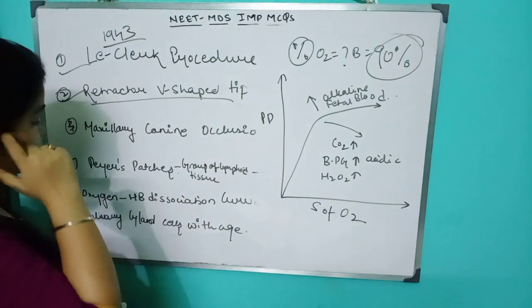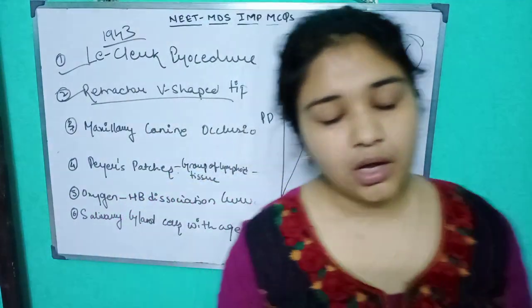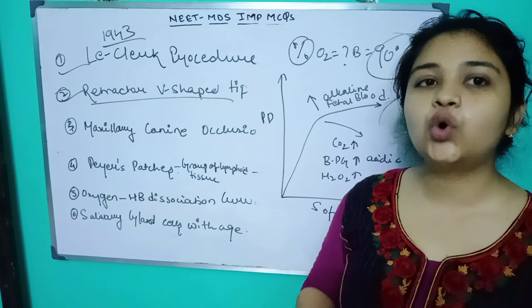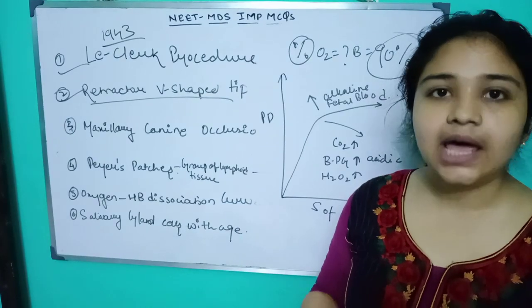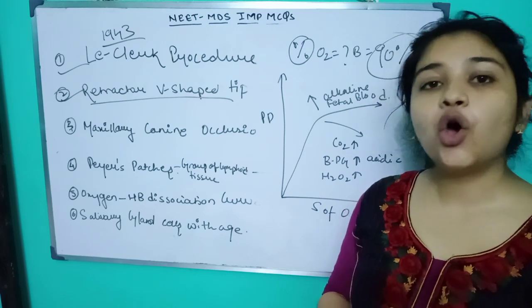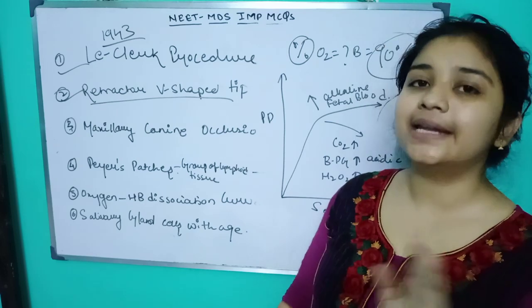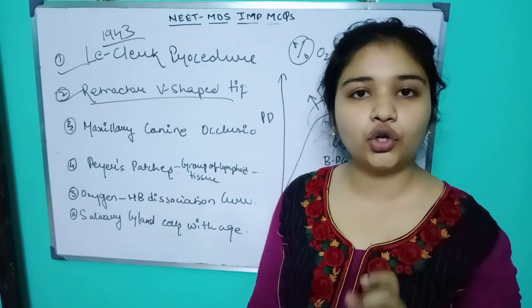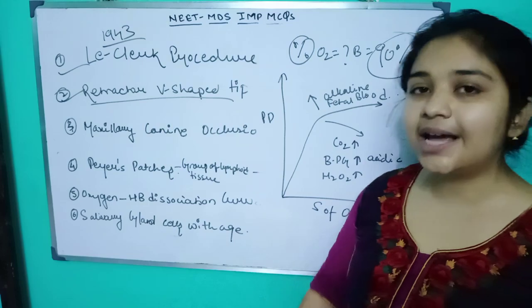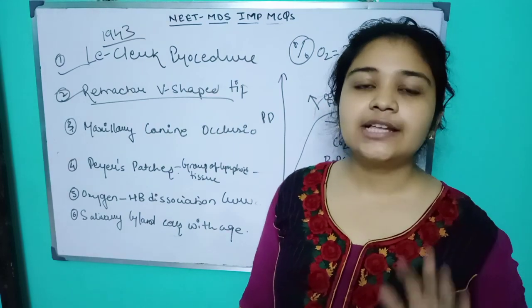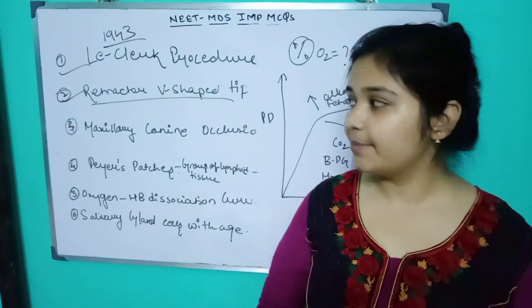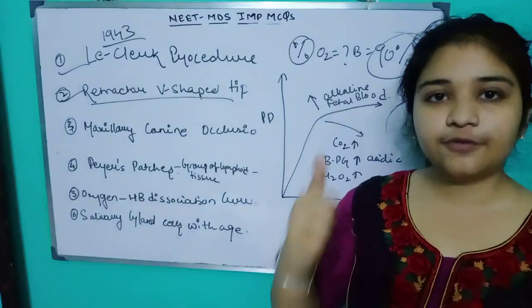Now the last thing is salivary gland cells with age. It is nothing but mucotic cells increase, the amount of mucosa is more, and one more point is that oncotic cells increase. Mucotic and oncotic cells increase. That's all in the salivary gland with age. No major question comes from it, just take into consideration that the mucotic cells increase. That's all for the session of my first one.